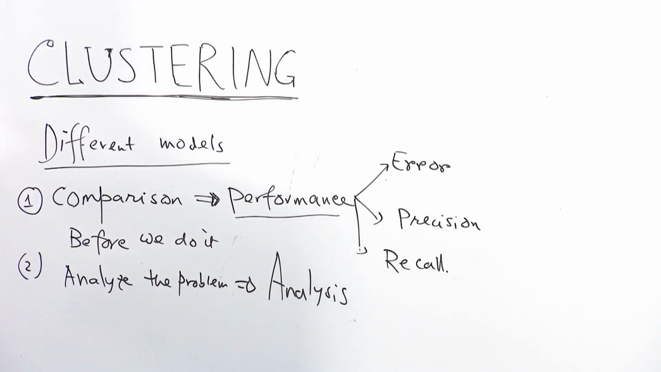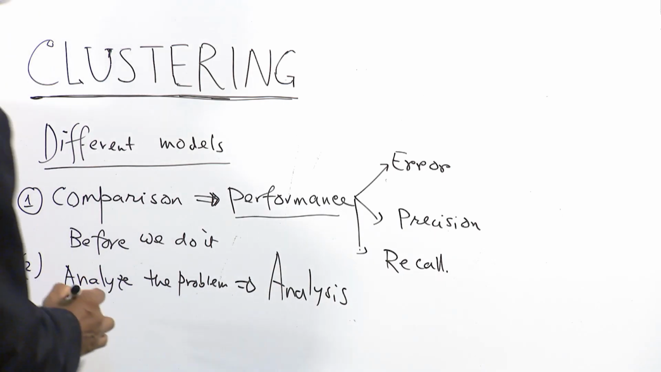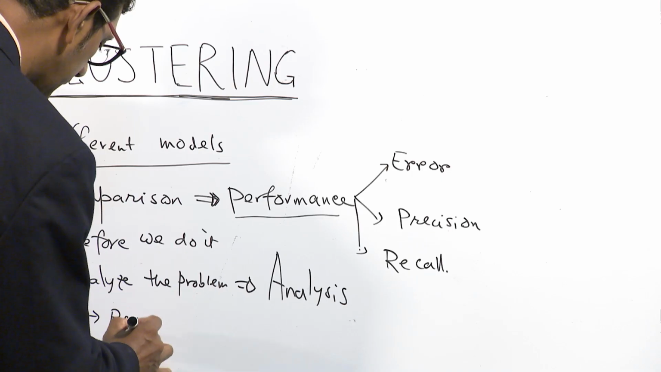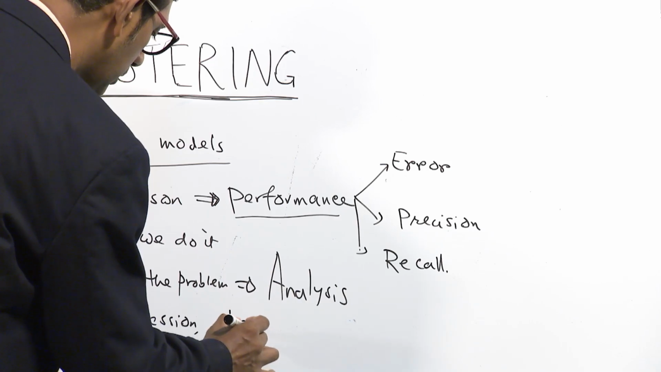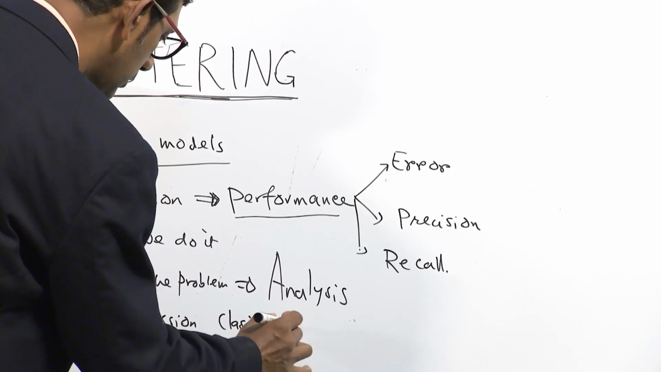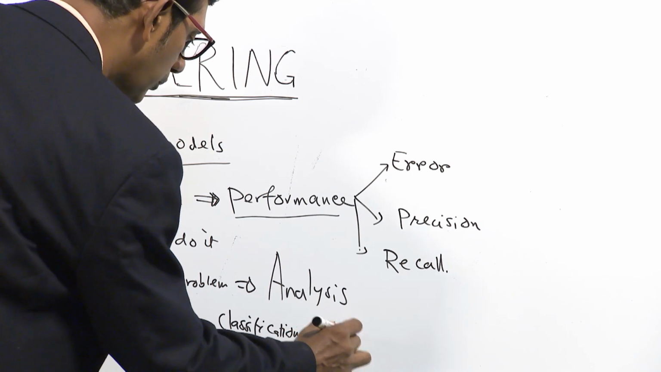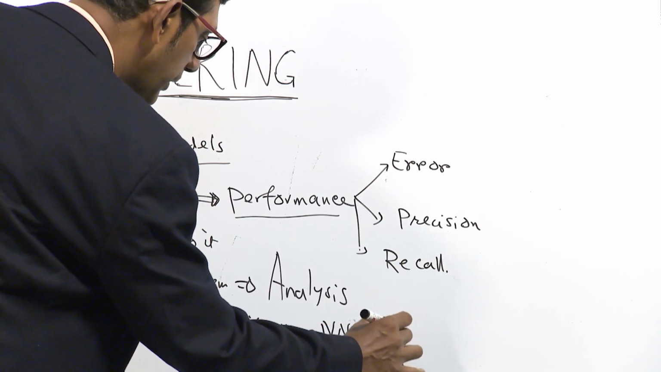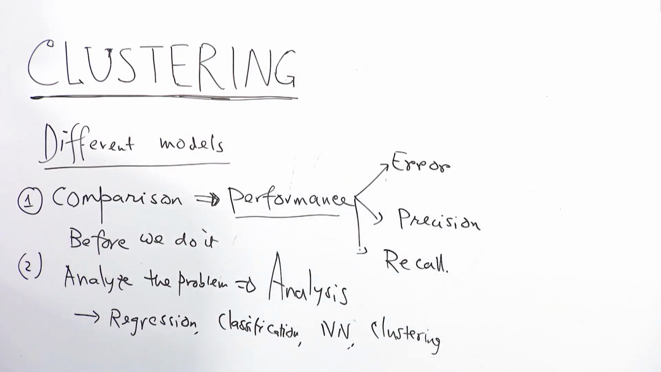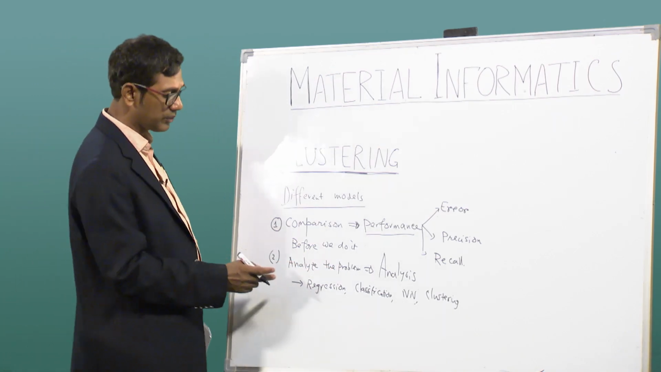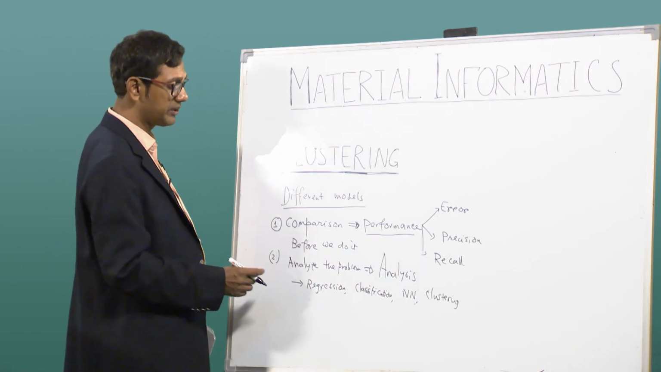You analyze the problem and determine whether it is a regression type model, or a classification model, or a neural network model, or it is a completely clustering based model. Okay. That you need to do. First looking at that. So, that means the objective is to first analyze the problem, so that I can decide which to use.